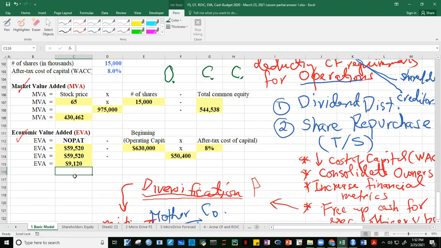Positive? Yes, positive. So was value created for the investors? Yes, value was created for the investors. For as long as your EVA is positive, ibig sabihin nun, nag-create tayo ng operating profit na mas mataas pa kaysa dun sa cost ng paggamit ng capital.